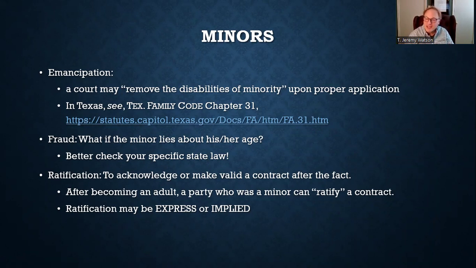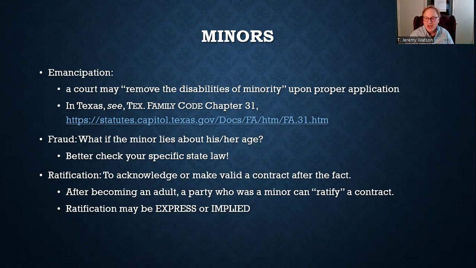What is emancipation? Emancipation is a court process where a minor can file an application, can petition the court to, we would call it, remove the disability of minority. So basically, a child goes to court and says, hey, court, will you declare me to be an adult, right? In Texas, it's governed by Texas Family Code Chapter 31. Other states have their own laws.